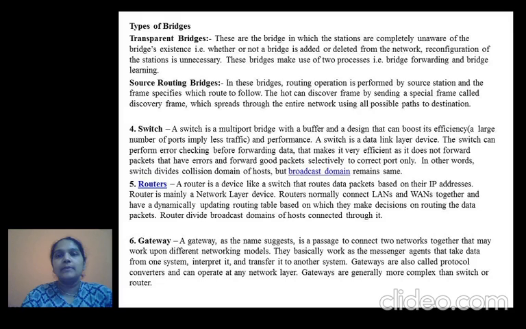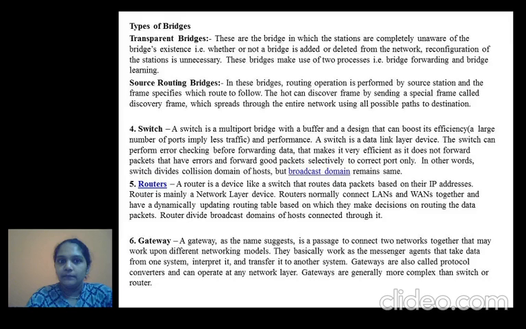Second thing, the source routing bridge. In this bridge, the routing operation is performed by the source station and the frame specifies which route to follow. They can understand which route the packet has to follow and they just follow that operation. Because of that, we call this a source routing bridge.